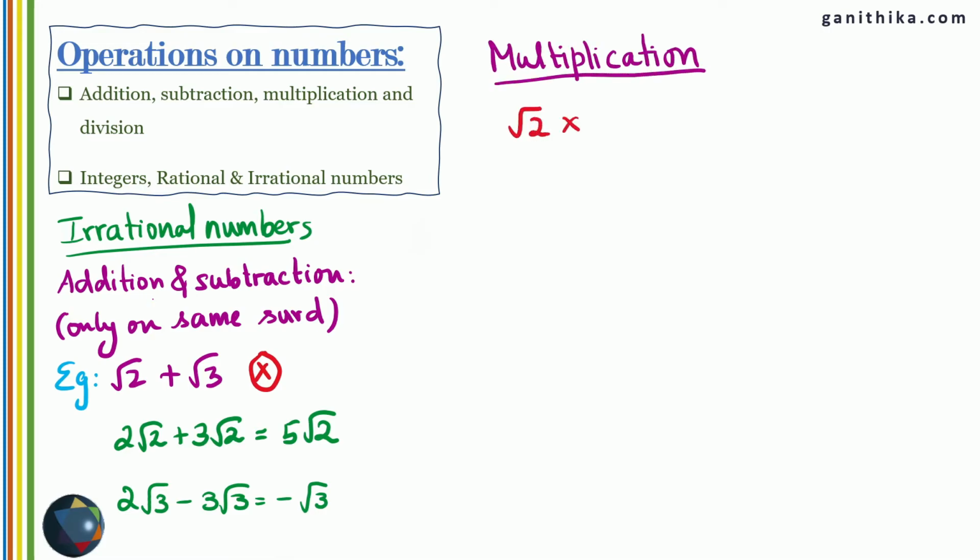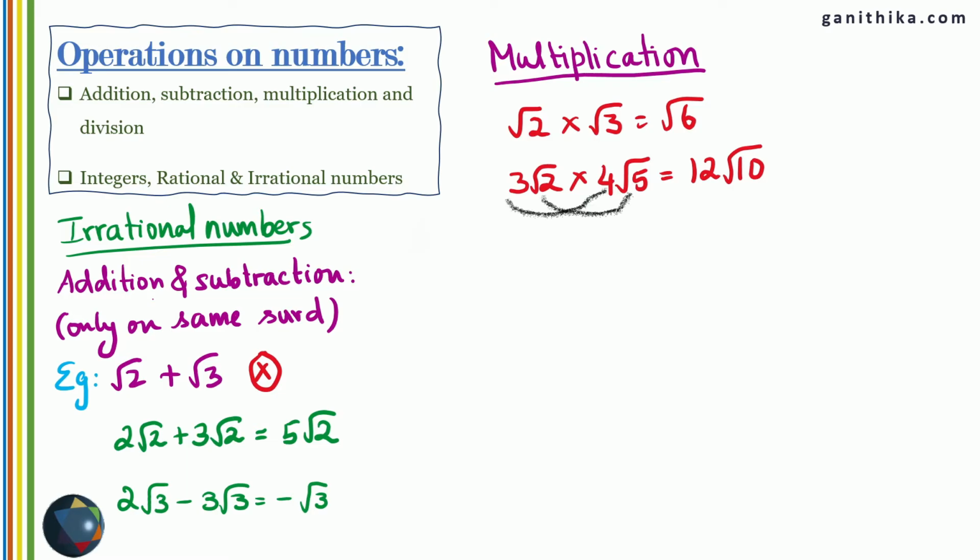Multiplication of irrational numbers: just multiply the numbers inside the square root and put the square root symbol over them. That's easy. If you have a complicated surd like 3 square root of 2 times 4 square root of 5, you have to multiply the non-square roots and then multiply the square roots as you did before. So 3 times 4 is 12. Square root 2 times square root 5 is square root 10. So 12 square root 10 will be the answer for this. This again you would have learnt in earlier years.